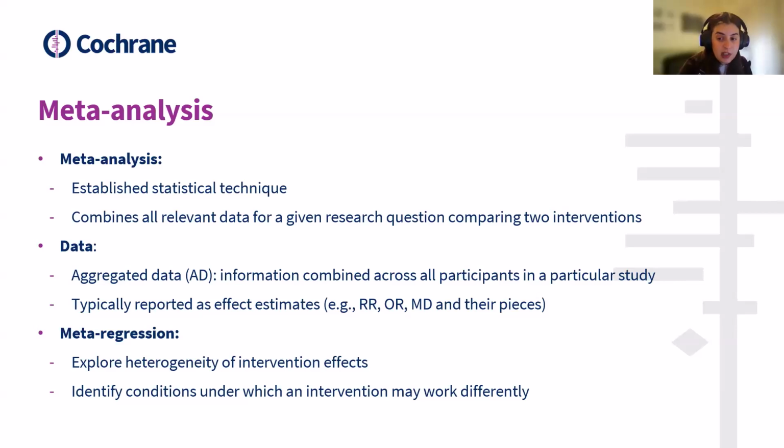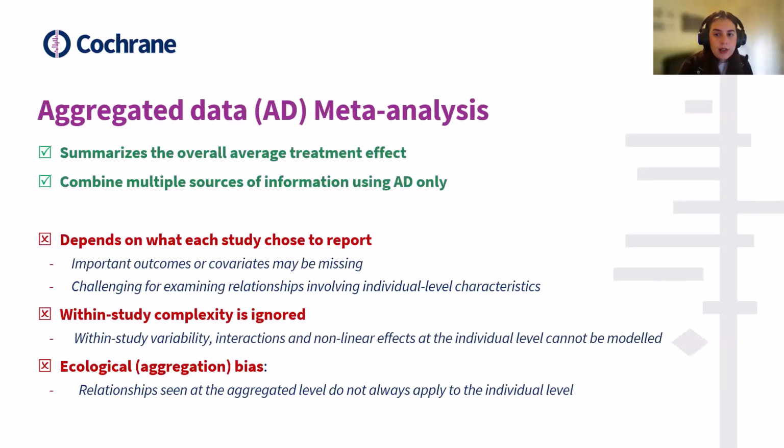We can also use meta-regression to explore why intervention effects differ between studies and to identify any conditions under which an intervention may work better or worse. So aggregated data meta-analysis combines the summary results from different studies and estimates an overall average treatment effect. In other words, we bring together multiple sources of information, but for now, we only use data that have already been aggregated at the study level.